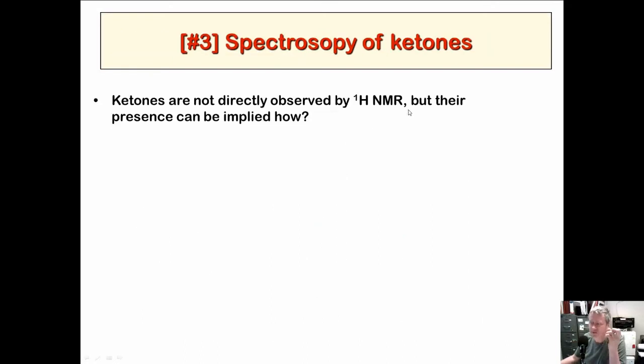Ketones are not directly observed by proton NMR, but their presence can be implied. If you remember our very first NMR problem, it was a ketone with methyl on one side, isopropyl on the other, right? And we figured out there was a ketone. Do you remember how we figured it out? You'd have to look back at the NMR chapter. The first one we actually solved, we figured out it was a ketone. We figured out, oh, it's a mystery functional group, right? So how did we figure it out?